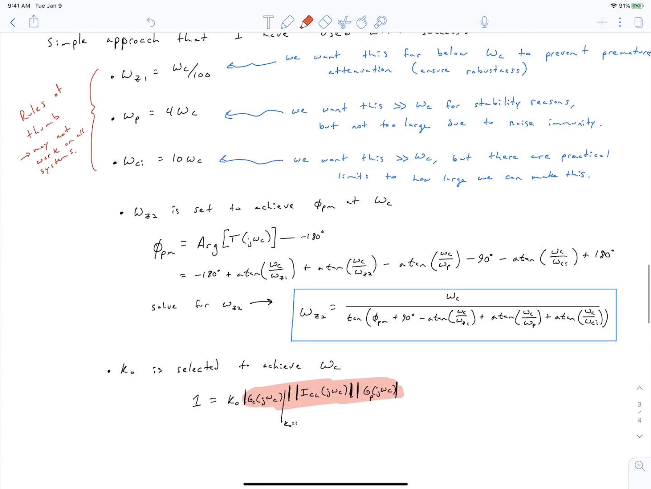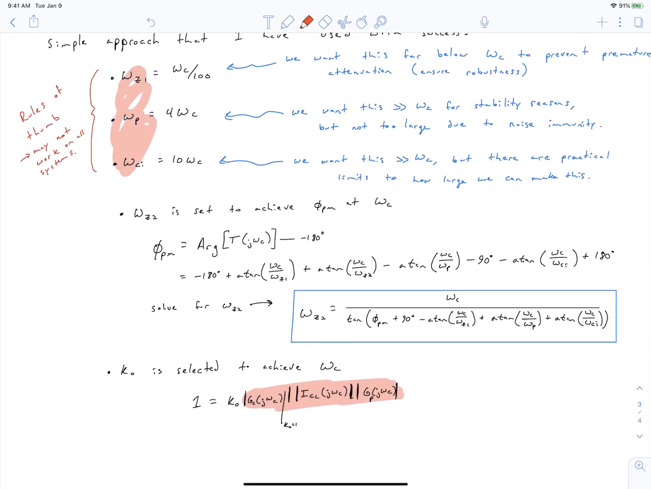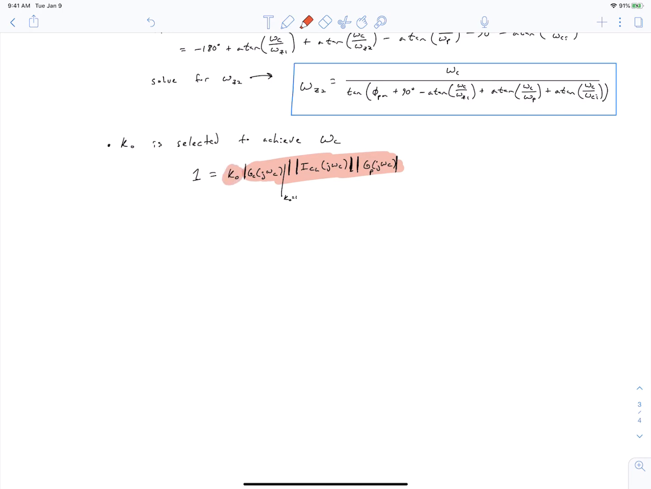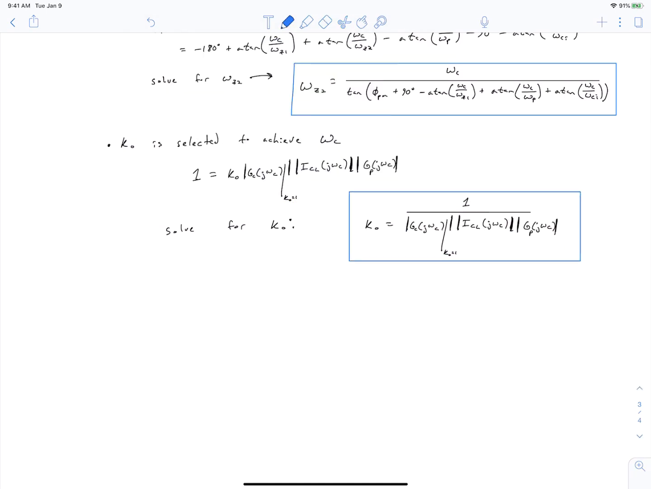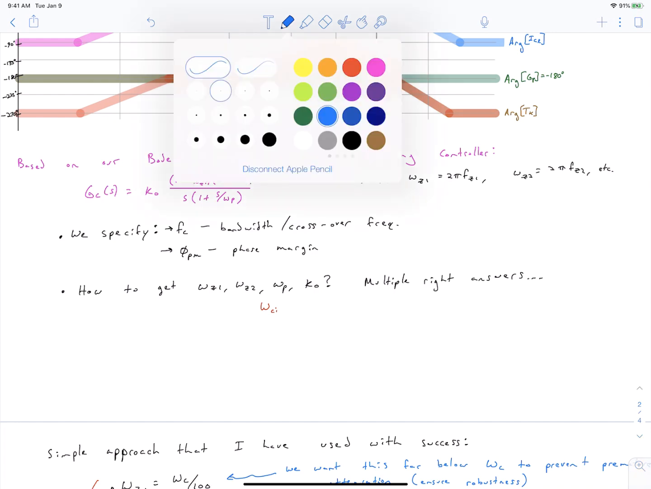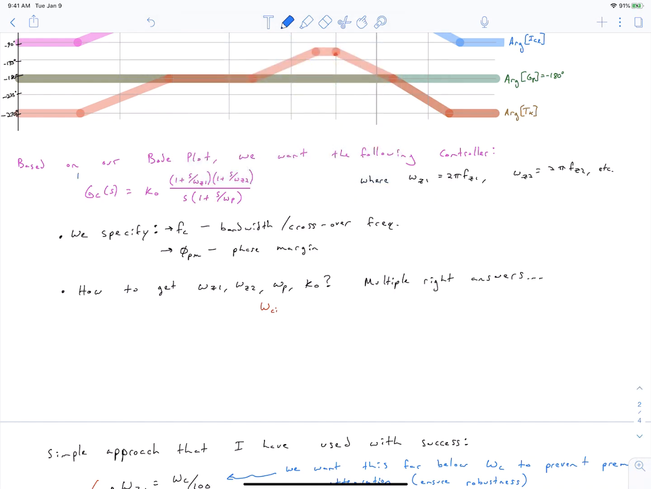We've run this algorithm, we've determined all of these poles and zeros. The only thing we don't know is K0, so we can solve this expression to get K0. Okay, so we now know how to fully get each of the quantities in our desired transfer function up here. How do we implement it?